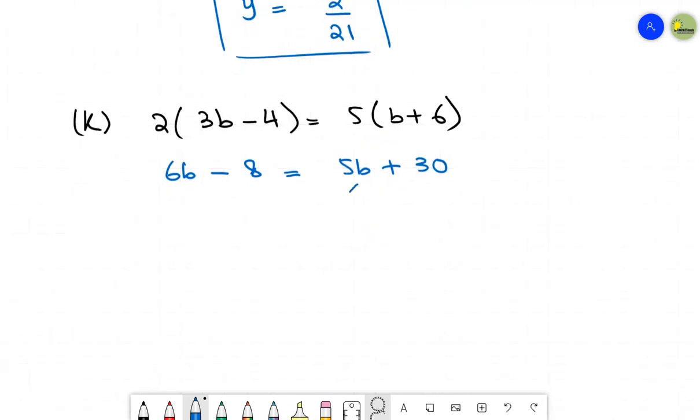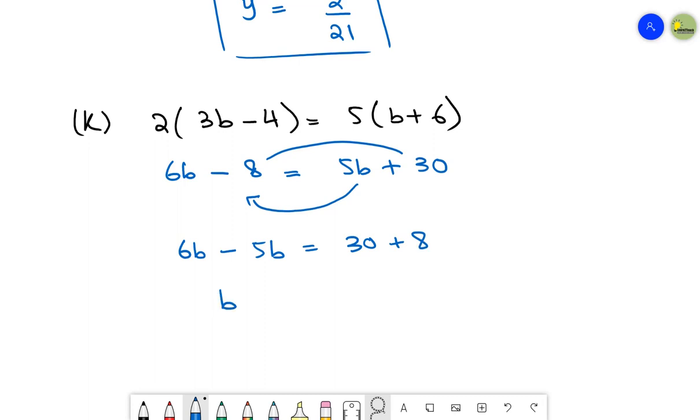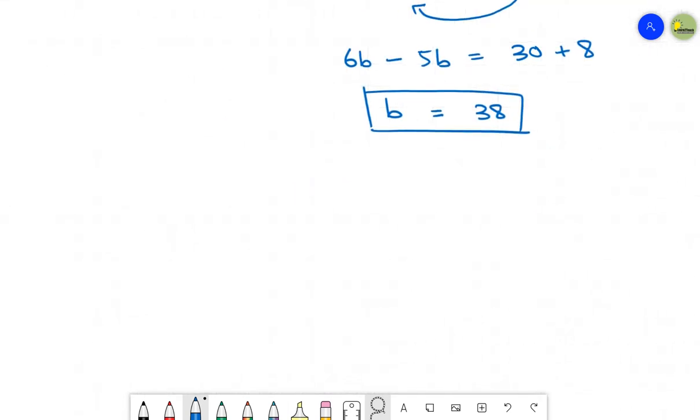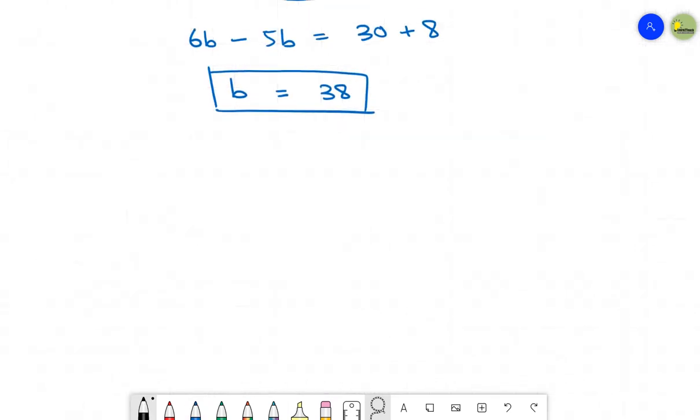Now arrange the like terms. 5b shifted here with a minus sign equals minus 8 shifted there with a positive sign, 30 plus 8. It will be only b. 6b minus 5b is only b, and 30 plus 8 gives you 38. So this is the answer of b for this particular equation. K is done. After K we are having L.